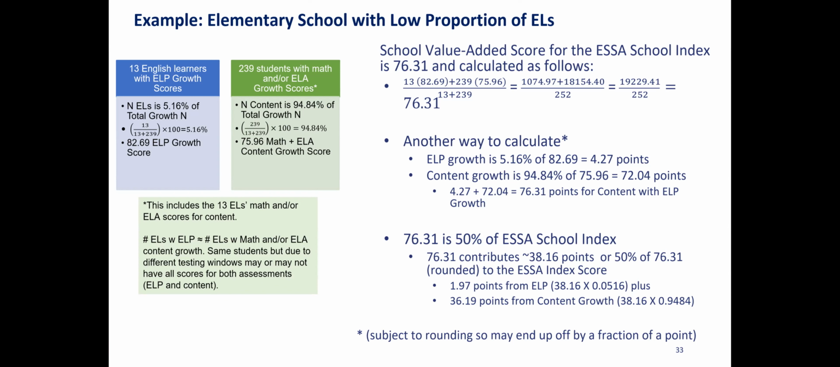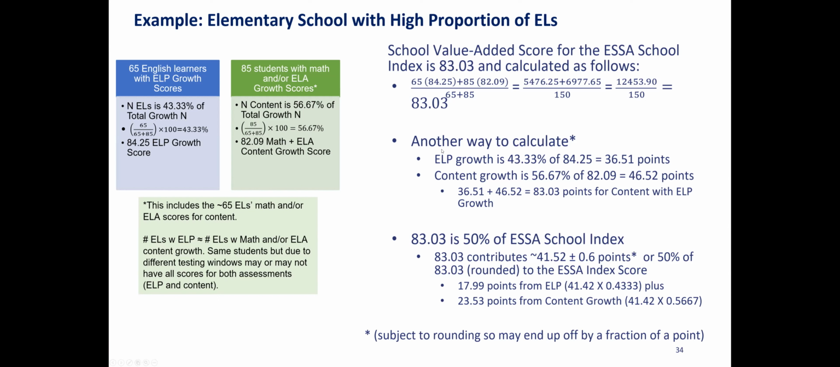So these next few slides give examples of a school with a low proportion of ELs compared to the rest of the student body. The number of ELs in the school is only 5% of the total N, and content is the other 95%. If we use the formula, when we multiply the 13 kids by their growth score, which is higher than 80, it doesn't have as much of an impact as this score, which is multiplied by 239, because it's a lower proportion of ELs in the building. Now, the good news for the ELs in that school is that even though there are only 13 students, that's still boosting what their score would have been otherwise. It raises a score from a 75.96 to a 76.31.